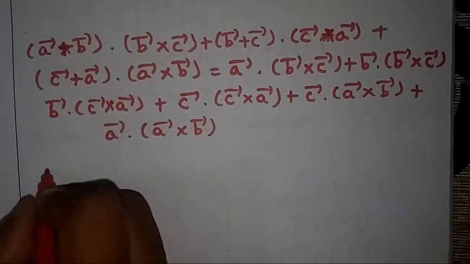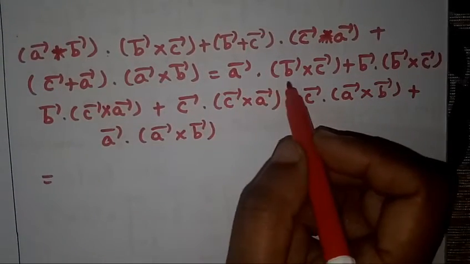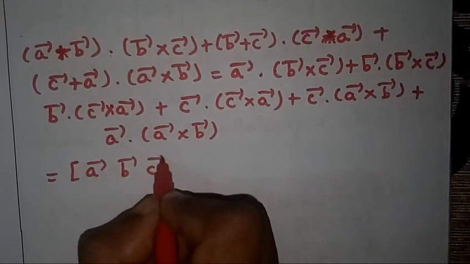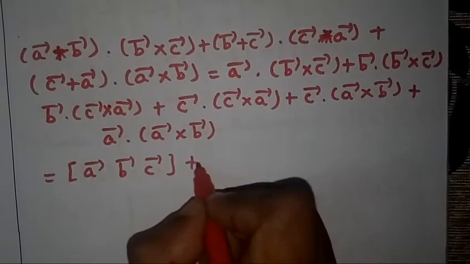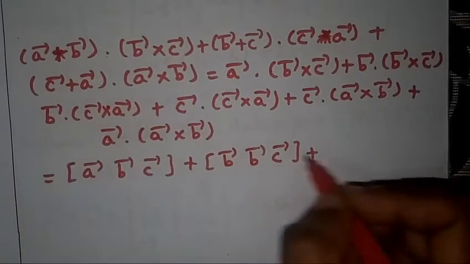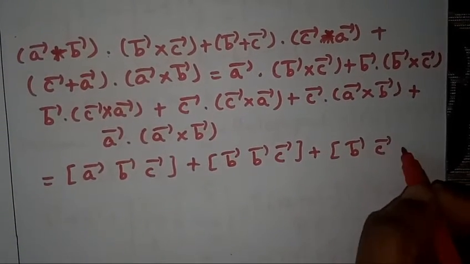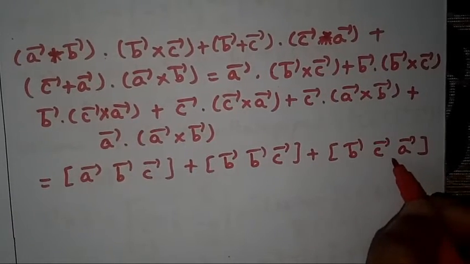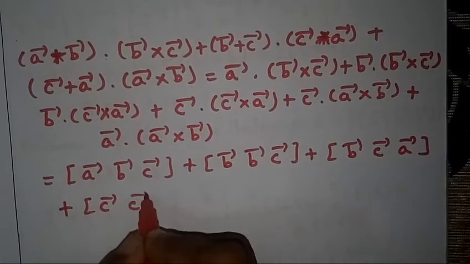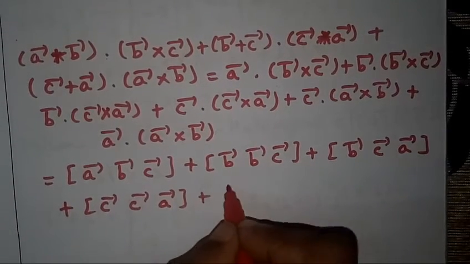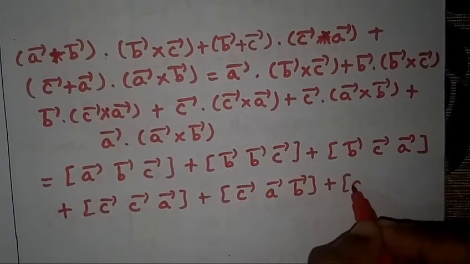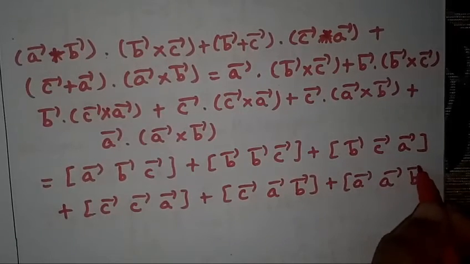Now you can write this as box products. Box product of A vector, B vector, C vector. Next one, box product of B vector, B vector, C vector. Here it is box product of B vector, C vector, A vector. You can put commas in between or write without commas also. Plus box product of C vector, C vector, A vector. Plus box product of C vector, A vector, B vector. Plus box product of A vector, A vector, B vector.